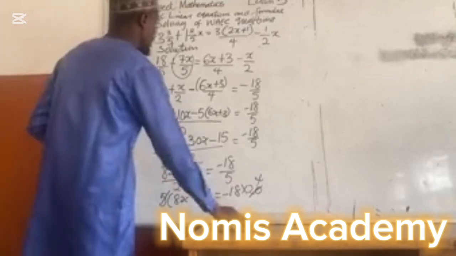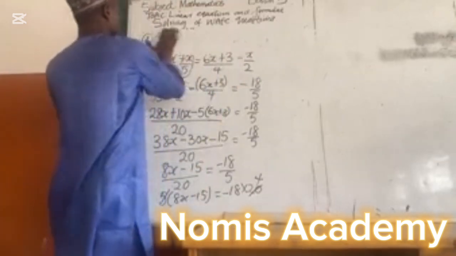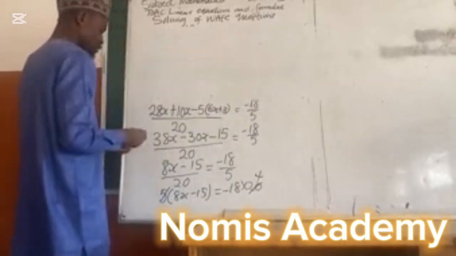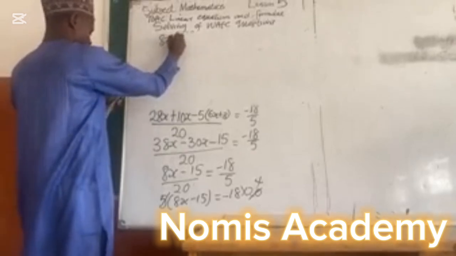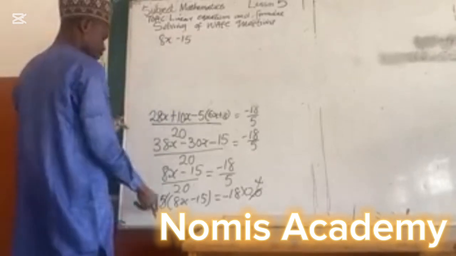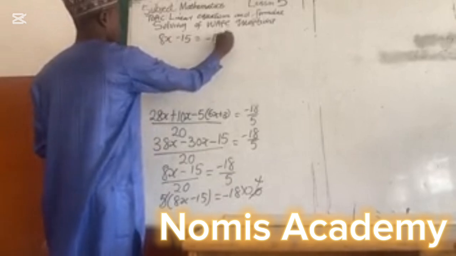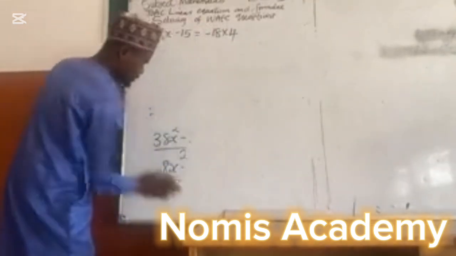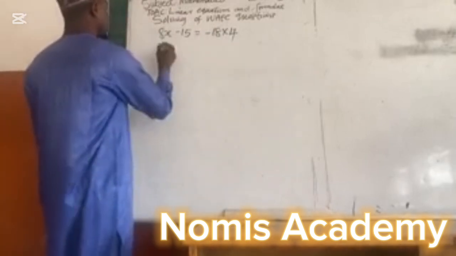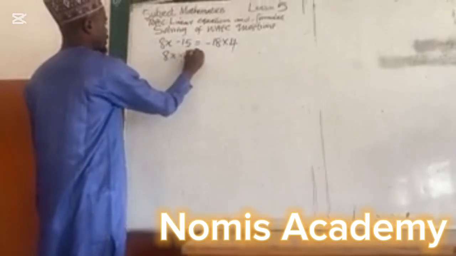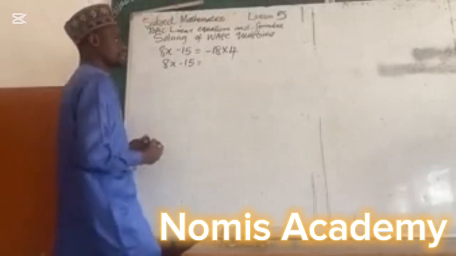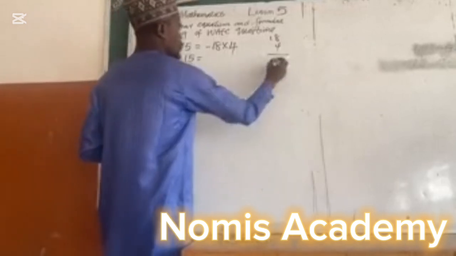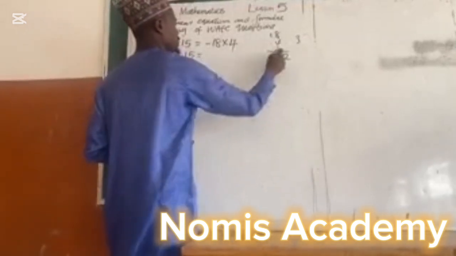So the next thing is that, let me clear the question so that I continue from here. This is what I have left: 8x minus 15, because I already cancelled this 5, is equal to minus 18 times 4. Is 18 times 4. 8 times 4 is 32, carry 3. Then 1 times 4, plus 3, we have 72.